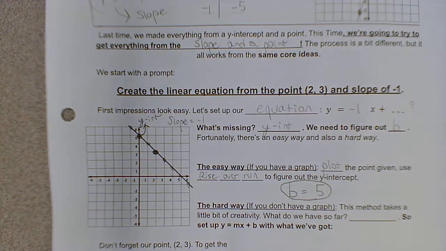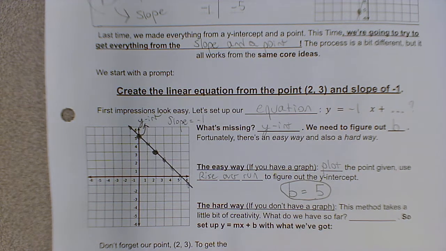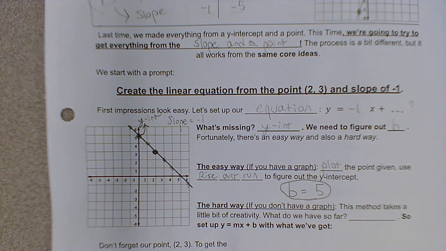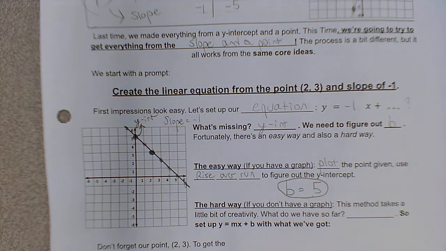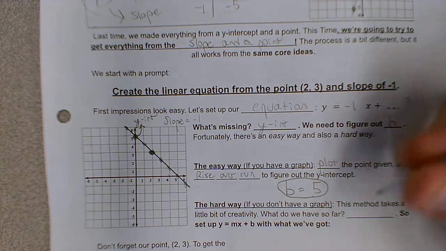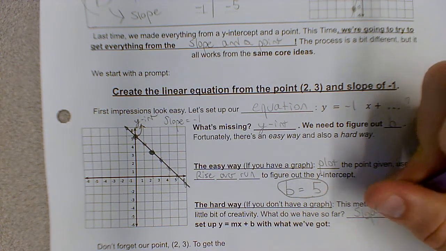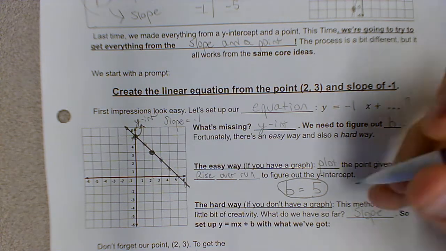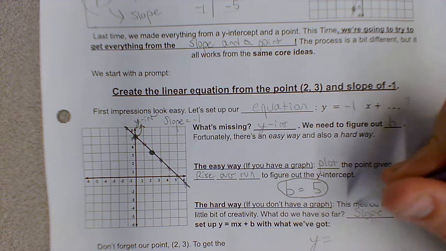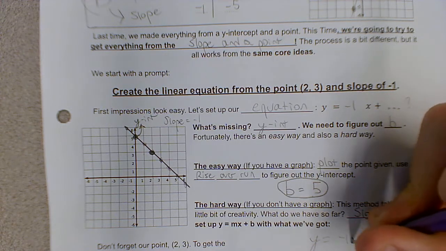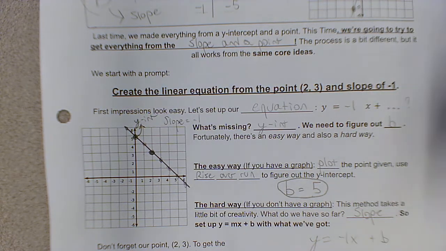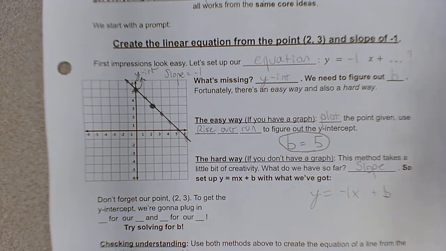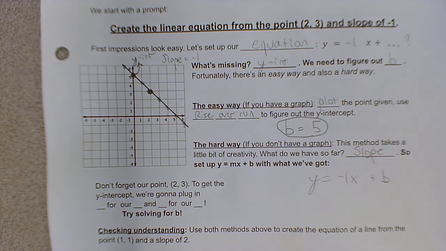Okay, now what if I don't have a graph? We can still do it. And for this, let's pretend we didn't figure out that b was equal to 5. So this method takes a little bit of creativity. What do we have so far? Slope. We're going to run with what we got. So let's go ahead and set up y equals mx plus b with our slope. We're going to do y equals -1x plus b, since we don't know what our y-intercept is yet. Well, we're pretending we don't.